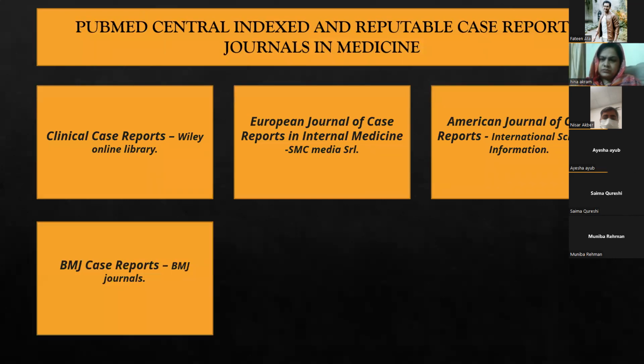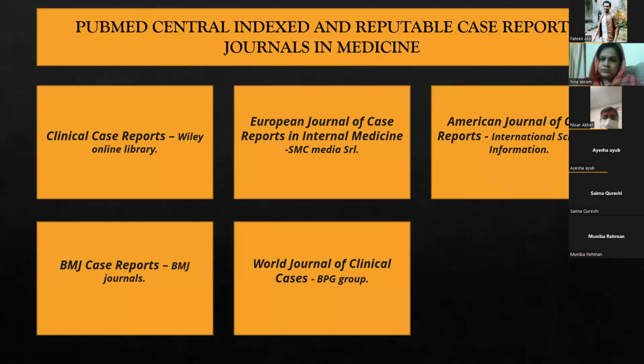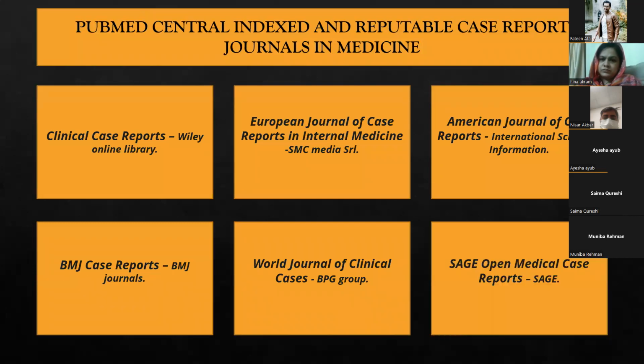There is BMJ Case Reports. There is World Journal of Clinical Cases. Then there is SAGE Open Medical Case Report. So these are common and good reputable case report journals in medicine. The article processing charges are variable, and the waivers are also variable. Some they do waive the article processing charges, some they do not.